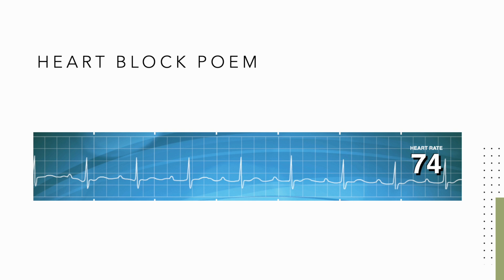Our next 4 slides will be talking about heart blocks. As the name implies, there is a block in the conduction system. There are 4 major heart blocks, and they are separated into 3 categories: a first degree, second degree, or third degree. And the higher the degree, the sicker the patient.